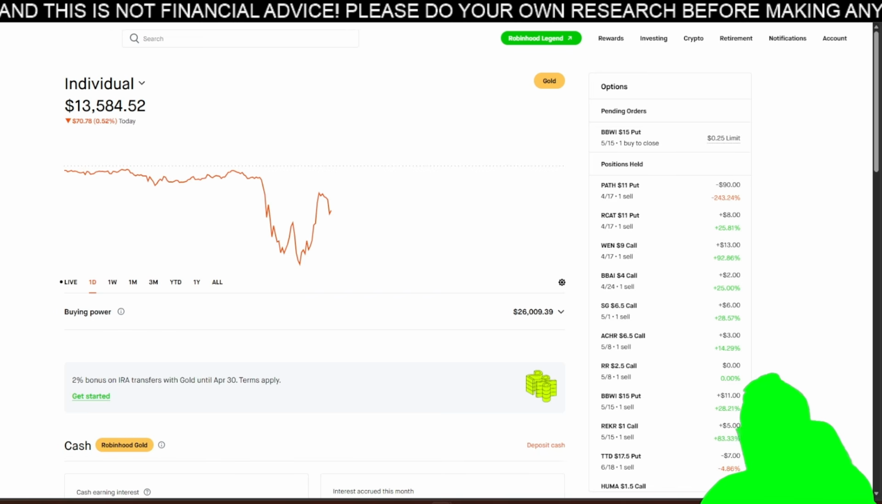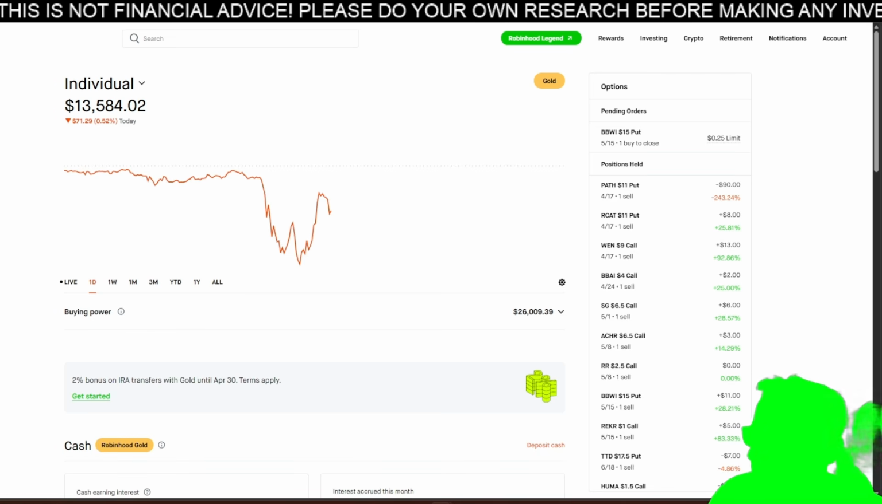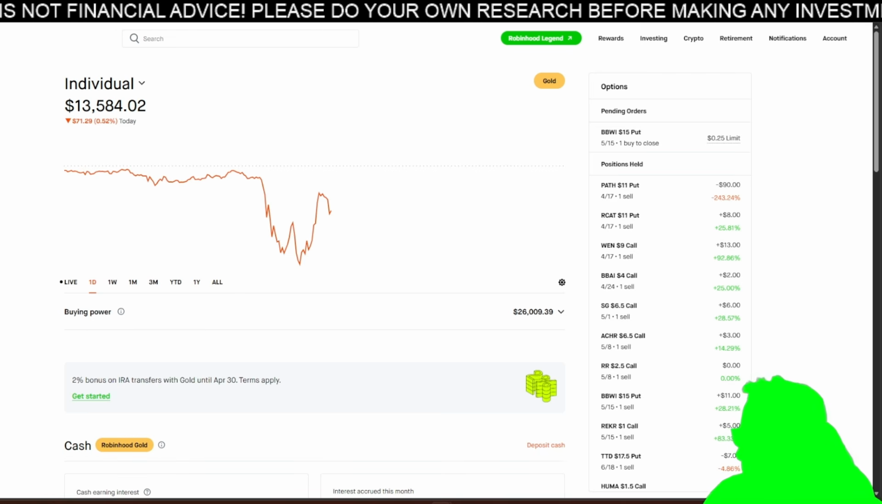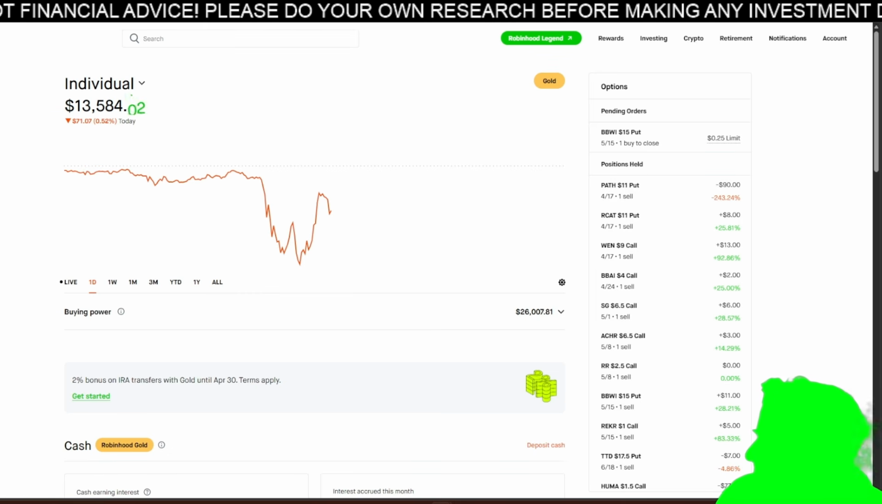Now, the poor man's covered call is a strategy that you are able to do on a leap option if you don't have 100 shares of the stock.